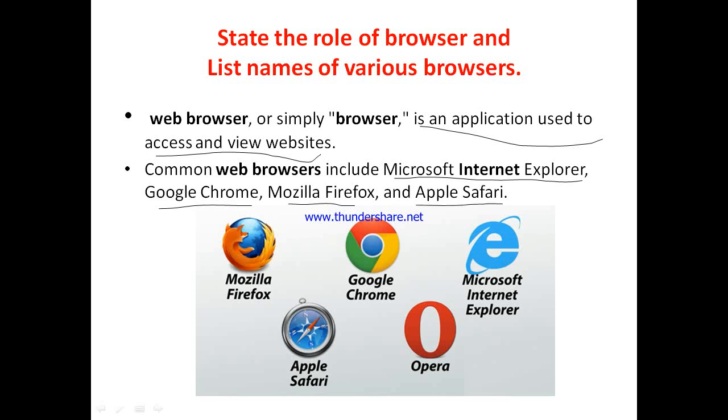Now for Mozilla Firefox, the icon is given here. This is the Google Chrome icon. This is the Internet Explorer icon. This is the icon of the Opera web browser. And this is the Apple Safari web browser icon. When we install the web browsers, we can see these icons on our Windows operating system, or even on our mobile also. Mobile apps are available for these web browsers.